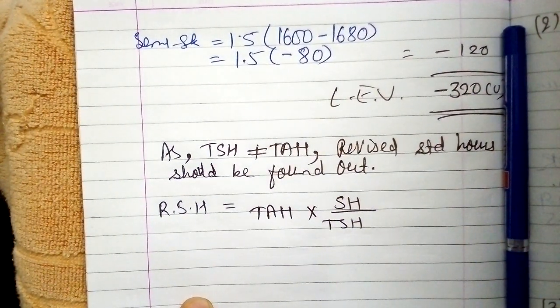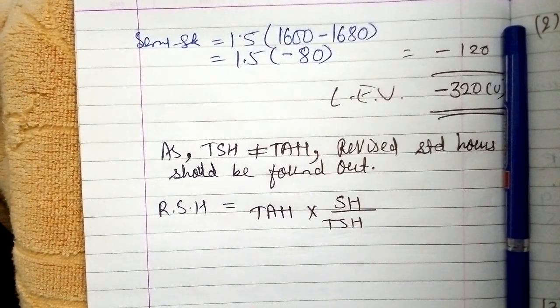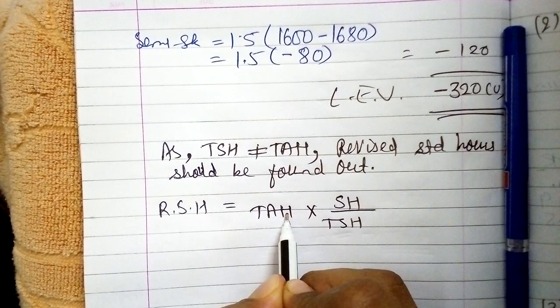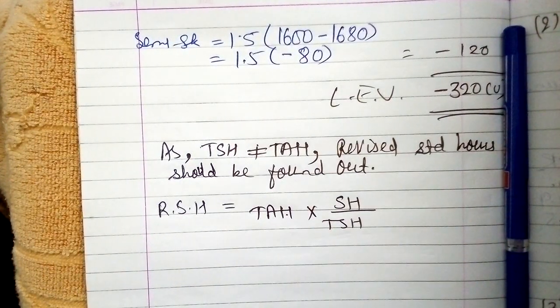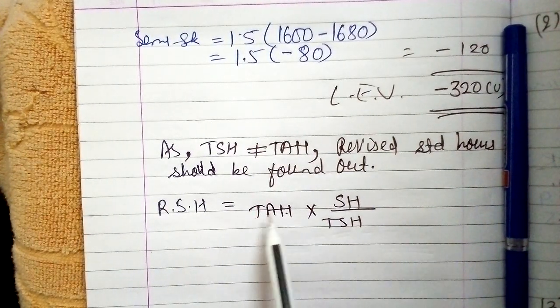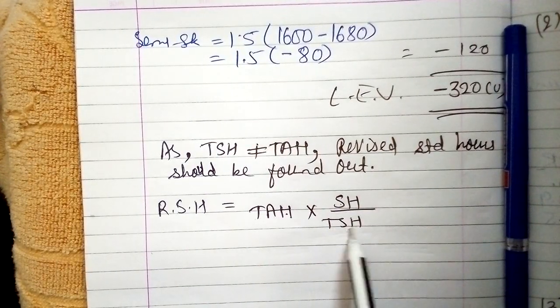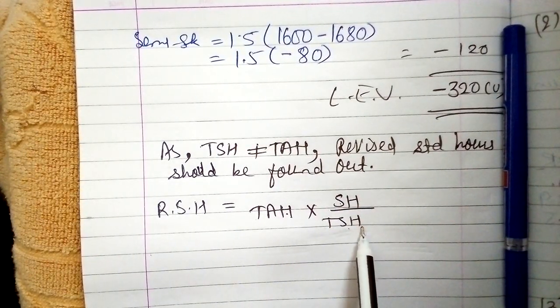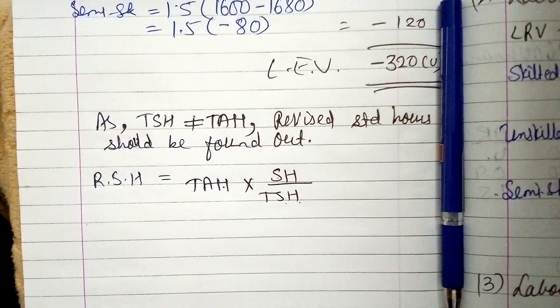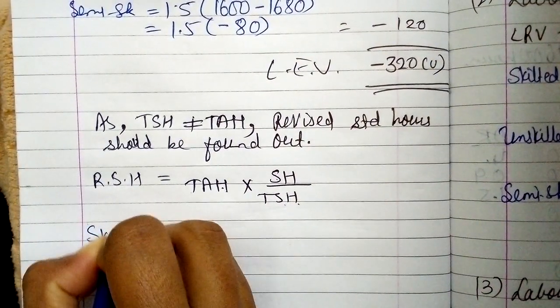Alright. So girls, remember one thing very well. Instead of Q, we need to place H, right? So what was the formula of revised standard mix? Revised standard mix will be total actual quantity into standard quantity upon total standard quantity, right? So in place of quantity, we need to place hours.